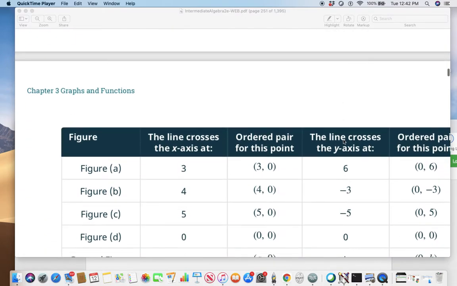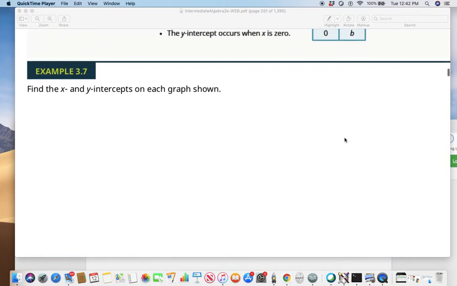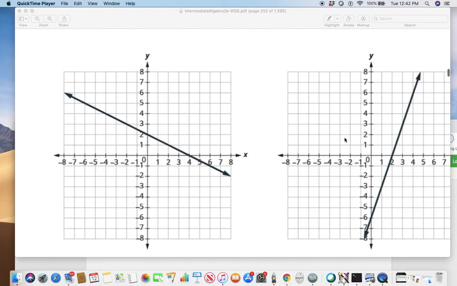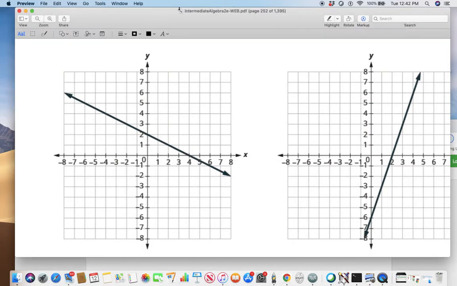Okay? So here, this line passes through the x-axis, intersects the x-axis at 4. That is its x-intercept. So remember, the point is (4, 0). You have to write the entire point. That is the x-intercept.